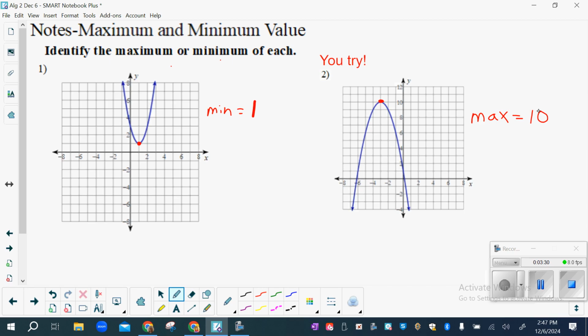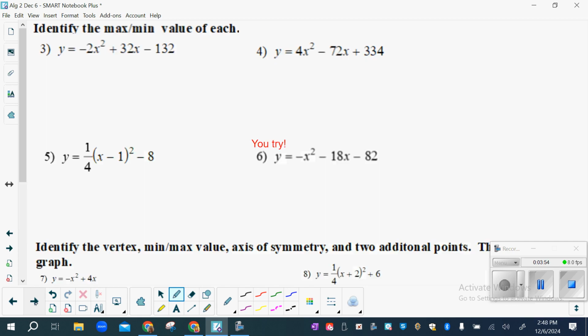Because the minimum and maximum correlates to the vertex, and then you only go to the y because it goes up and down. Up and down. So we're looking at up and down. So that's the y direction. Now, these 2 points are called what? What are those 2 points called? The vertex.